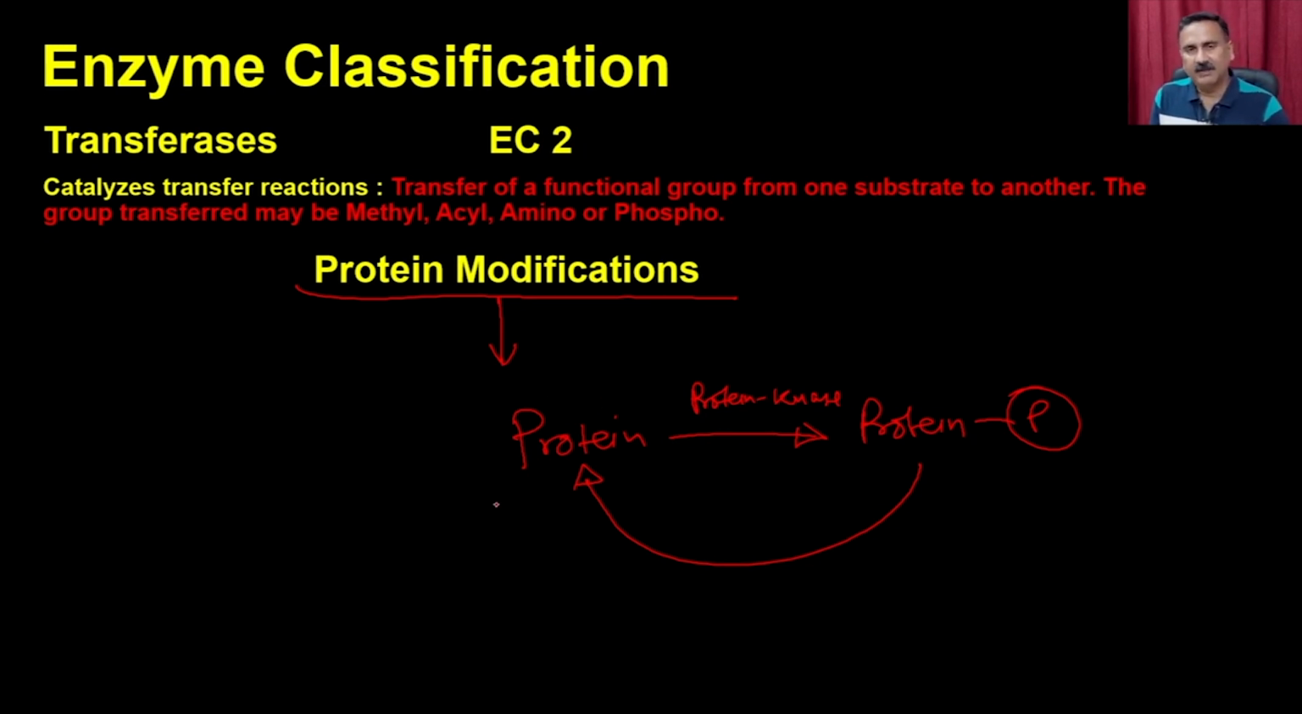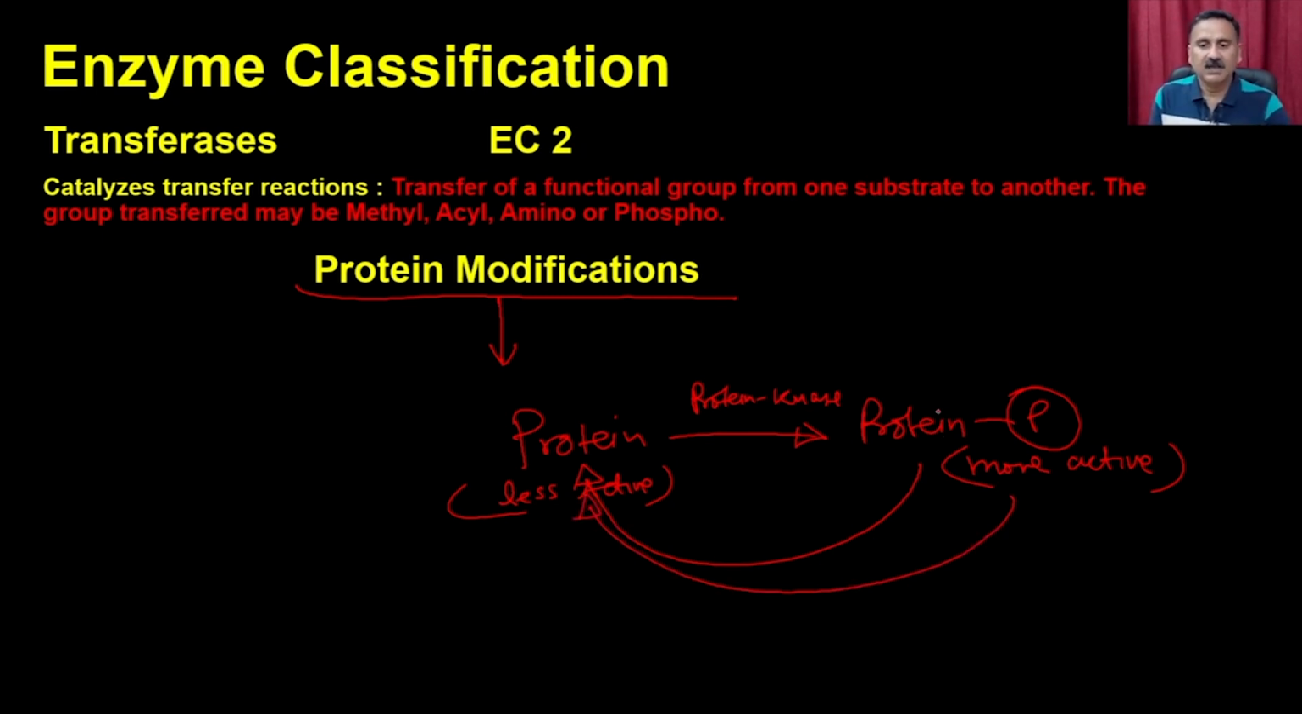And we have many classical examples like AKT. Many enzymes are converted in this way, and in some cases the native protein is less active, and when it gets phosphorylated, it becomes more active, right? But in some cases this whole thing is reversed, which means the phosphorylated protein is less active and the native protein is more active.